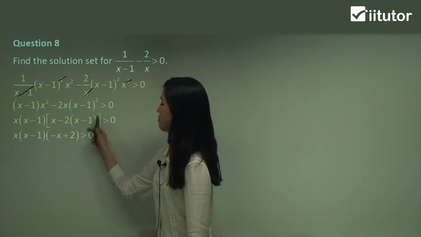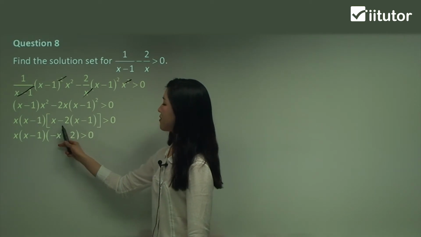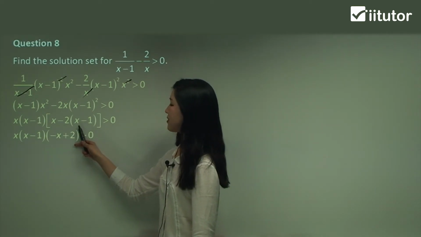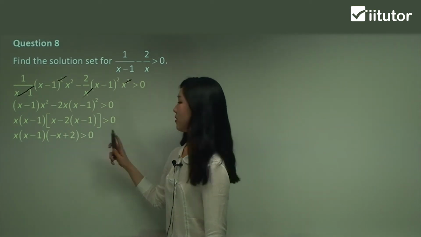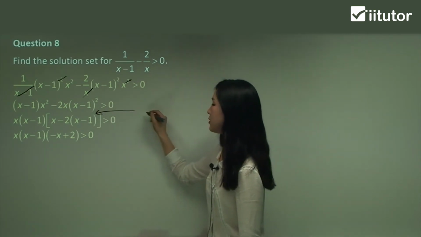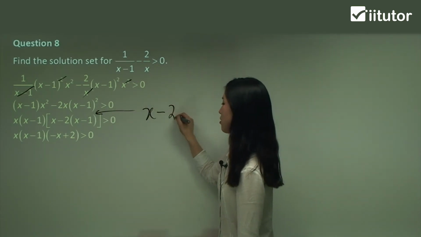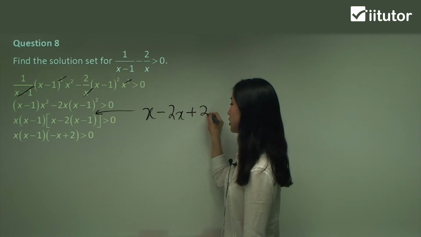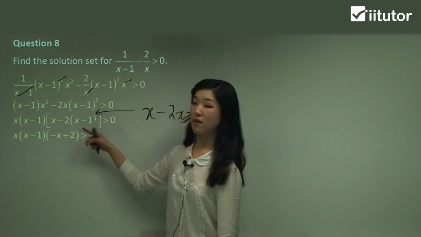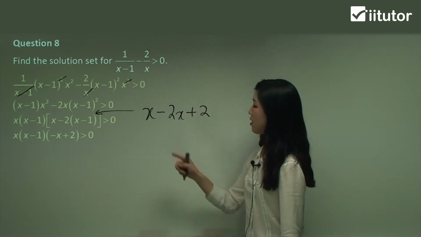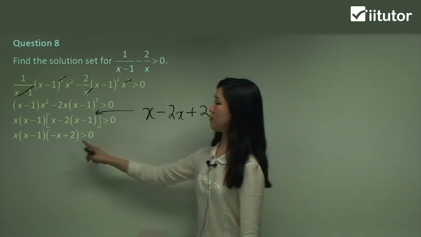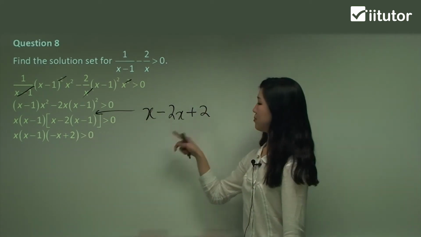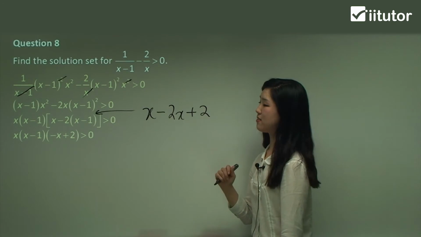So over here in this big bracket, I'll have x minus 2x plus 1, isn't it? Okay, I'll just write that for you so you don't get lost. X minus 2x plus 2, because negative negative makes a positive, so I have plus 2. So x minus 2x is minus x, and then plus 2. Okay, that's greater than 0.